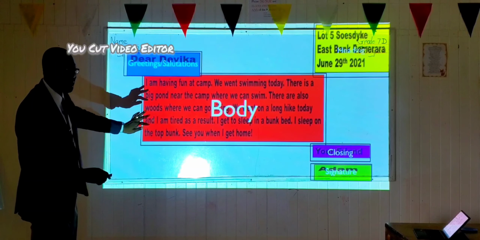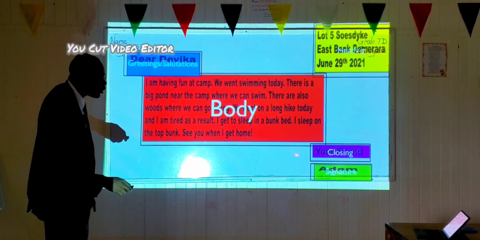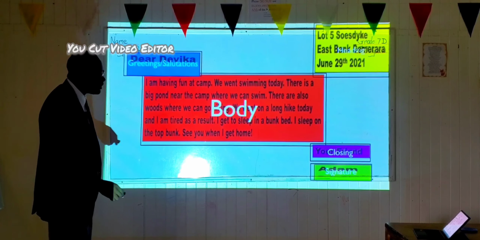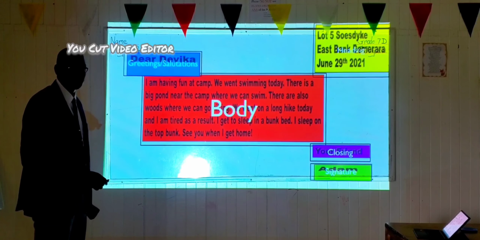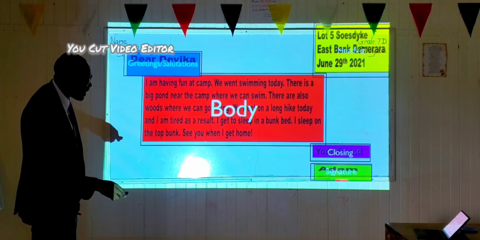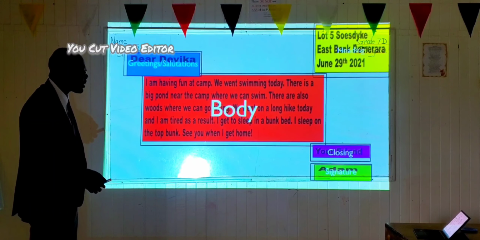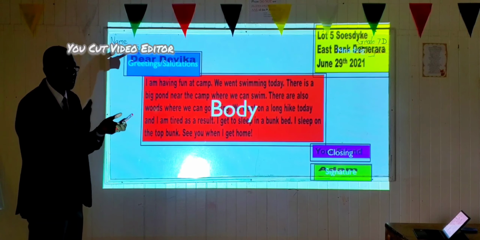Let's look at the body. Now we know this is correct because this is where the majority of the information is. Let's look at the closing now. Your friend. Is that correct? Yes. Good. And then let's look at the signature. It says Adam. Is that correct? Yes. So this has been done correctly. Let's give her a nice hand.